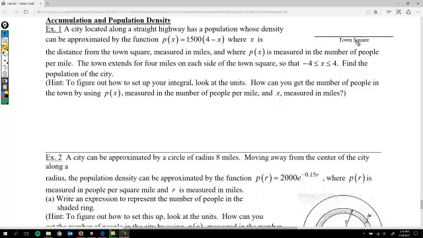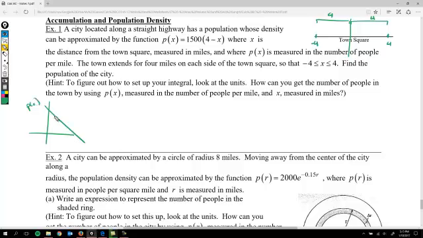There's a couple key things to keep in mind here. First of all, if I think about this as a coordinate plane, here's my town square in the middle. I'm going 4 in this direction to positive 4. I'm going 4 in this direction to negative 4. That's what we're dealing with here. Now, if I think about my given function p as a graph, it's a linear function going down.